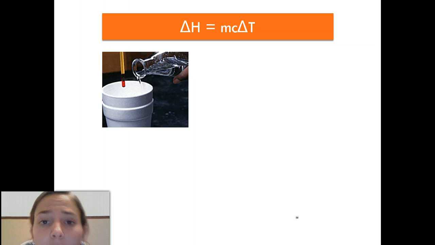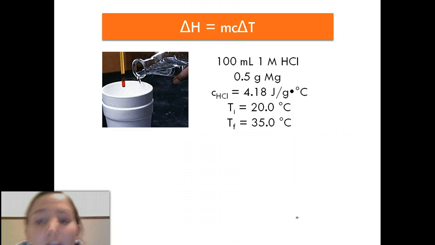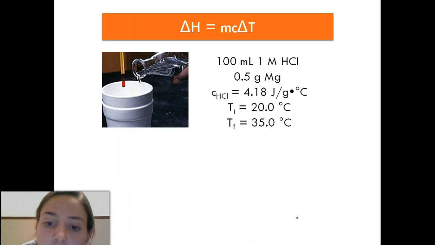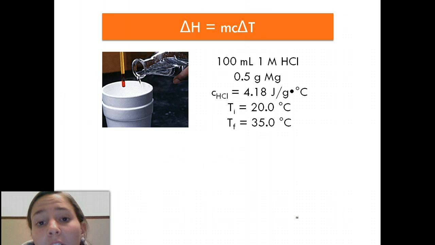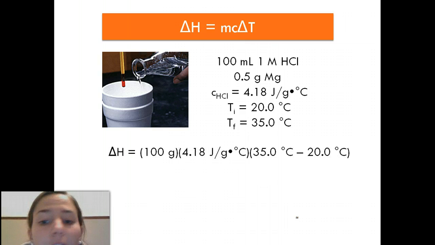Let's say we're doing an experiment where we have to do a reaction inside of a calorimeter. In this case, we're going to use the equation enthalpy equals mc delta T. So we take our lab data, let's say we're using 100 milliliters of 1 molar HCl and we're reacting it with 1/2 gram of magnesium. We're going to assume that the HCl has the same specific heat capacity as water, which is 4.18 joules per gram degree Celsius. And we measured our initial temperature at 20 degrees Celsius and our final temperature at 35 degrees Celsius. So we can plug all those values into our equation.